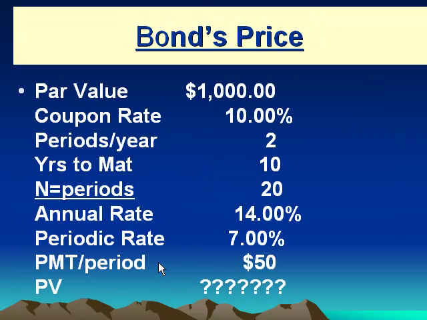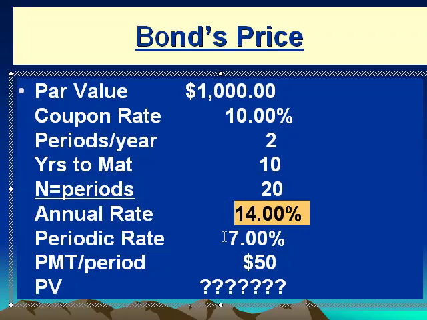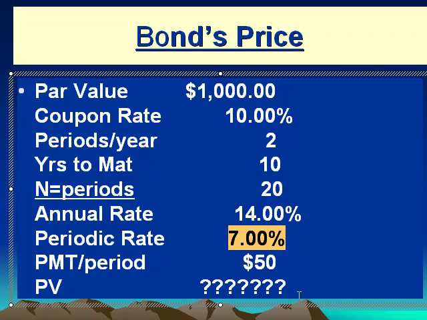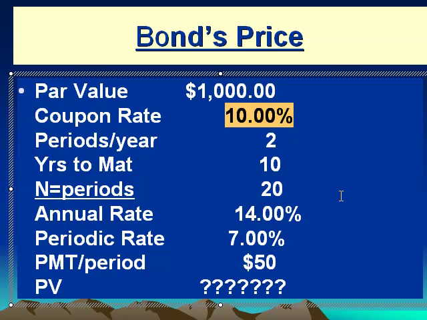So the only difference is the number of periods and the semi-annual compounding. Par is again 1,000. Coupon is 10%. Periods is 2 per year. Years to maturity is 10. That means our number of periods is semi-annual, so it's 20 now. Annual rate was 14%, so the periodic rate is 7%, and the payment per period is $50, the 5%. Okay, 10% divided by 2.